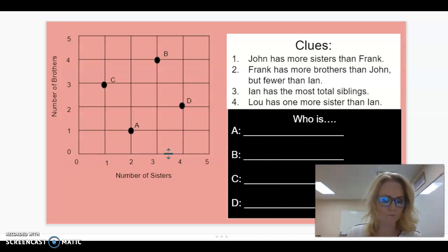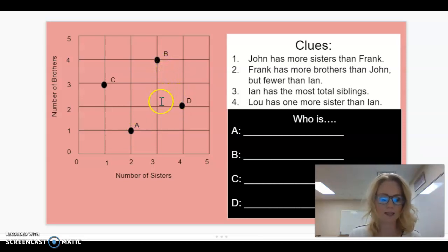increases as well. So looking at our clues, our first clue says John has more sisters than Frank. So that tells us that John can't have the fewest number of sisters, so he cannot be C. And it also tells us that Frank can't have the most sisters, so he cannot be D. The second clue states that Frank has more brothers than John, but fewer than Ian. So that tells us that Ian and Frank can't be A, and John can't be B.